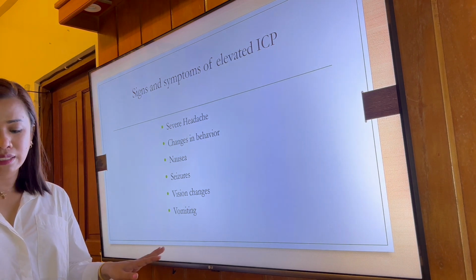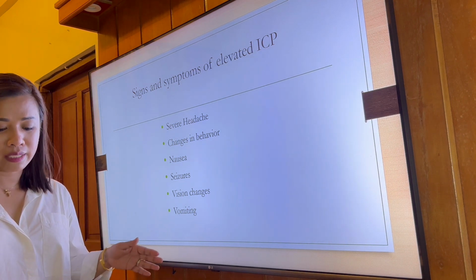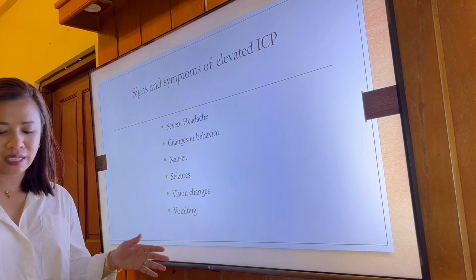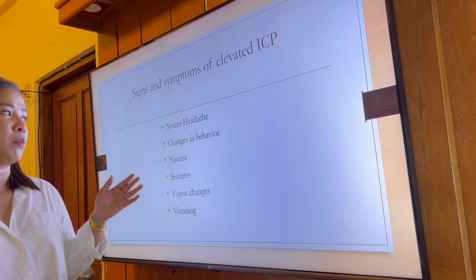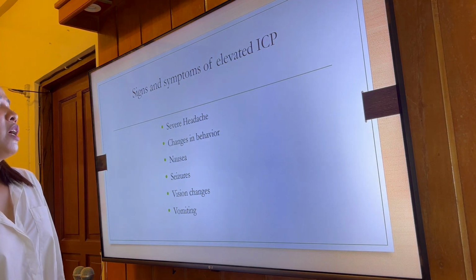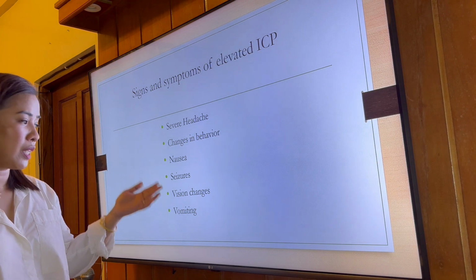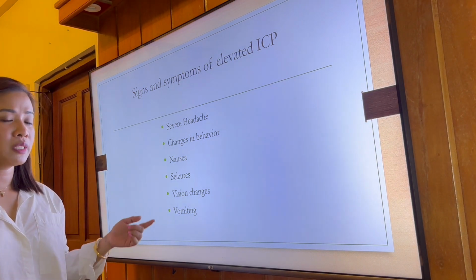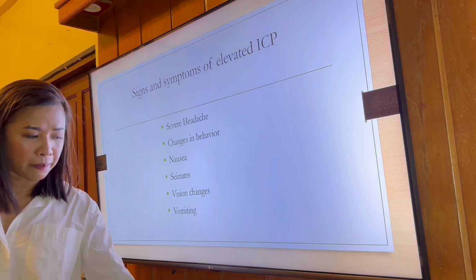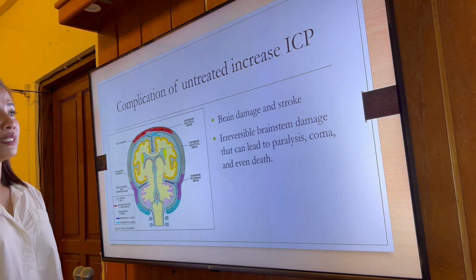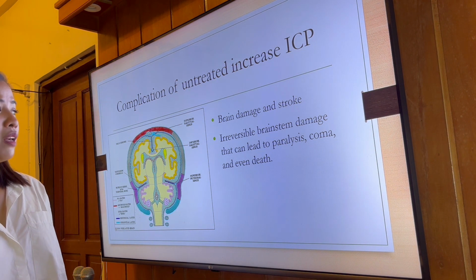And this meninges that surrounds the brain can fire up pain messages, and that results in a terrible headache. So changes in behavior may also be noticed: nausea, seizures, vision changes, and vomiting. So what are the complications of untreated increased ICP?